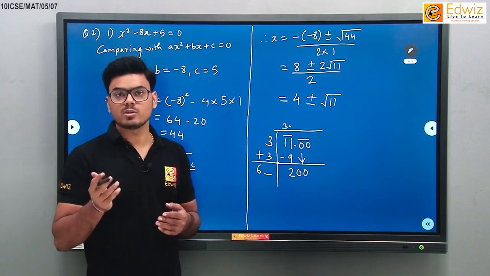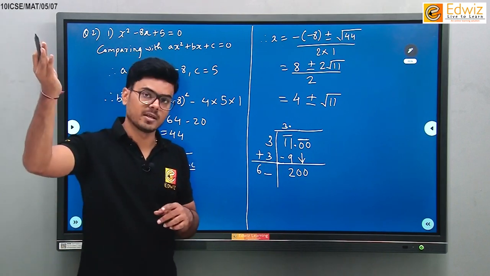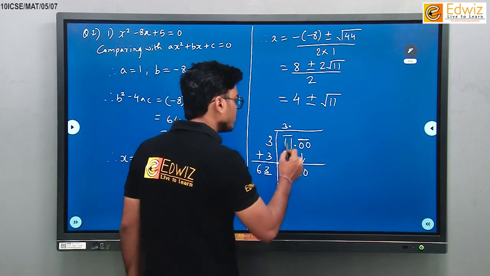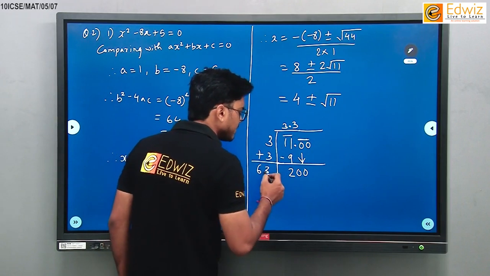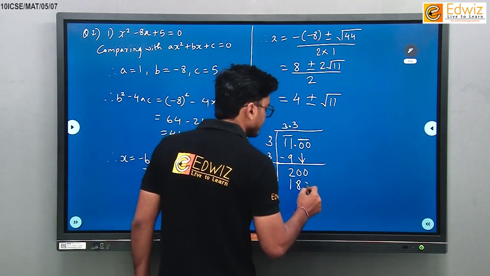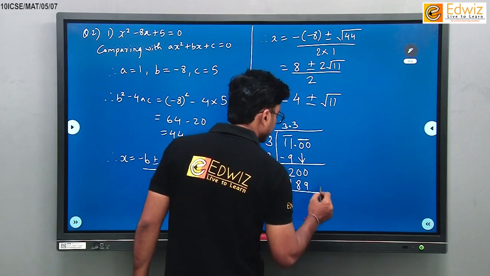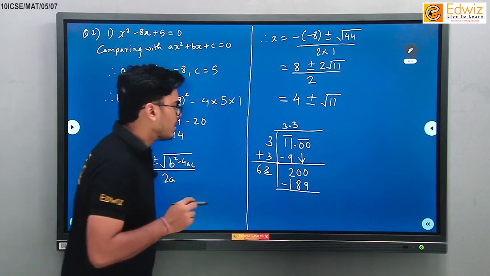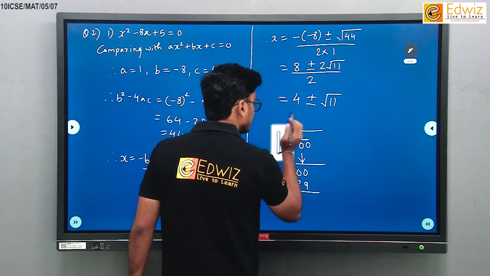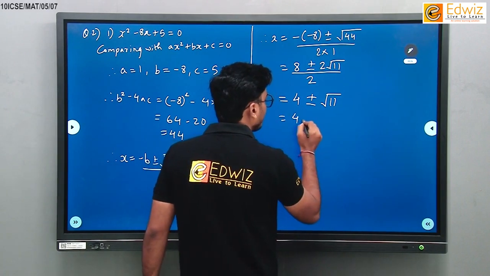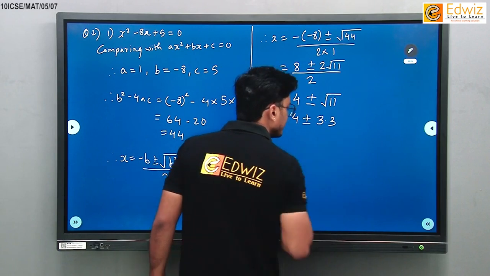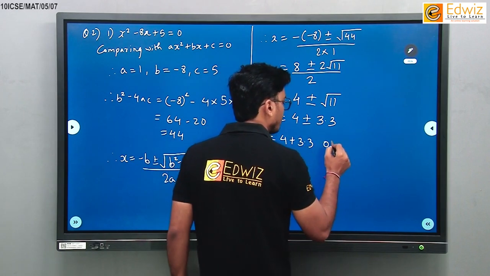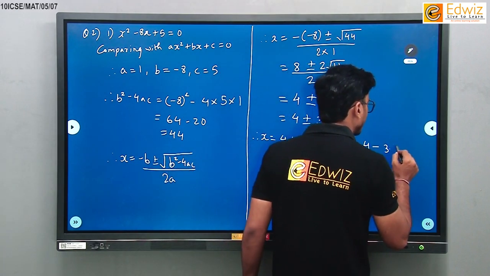So you know that 60 into 3 is 180 and 60 into 4 is 240, correct? So I need a value between that, that is 63 into 3. If I take, I'll get 63 into 3, 3 3s are 9, 189 is the value of this. If we subtract this, actually there is no need to subtract because after decimal we needed only one place. So I'll just directly write root 11 as 3.3. So 4 plus or minus 3.3, correct? So x value can be 4 plus 3.3 or 4 minus 3.3.